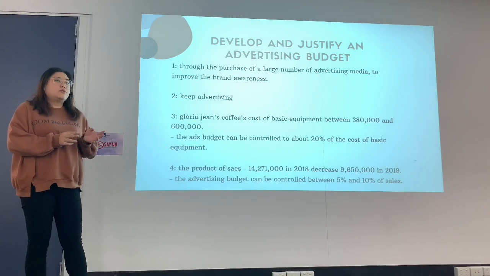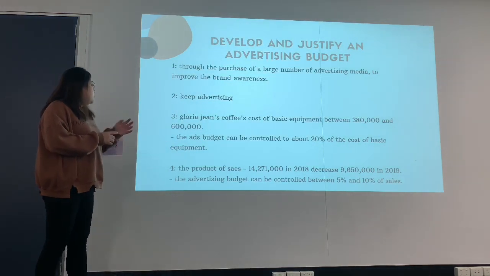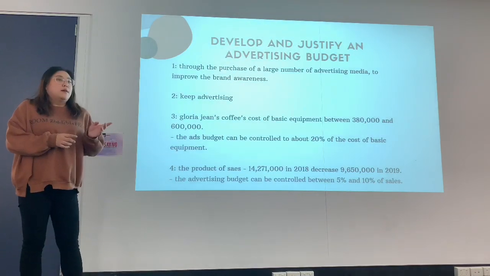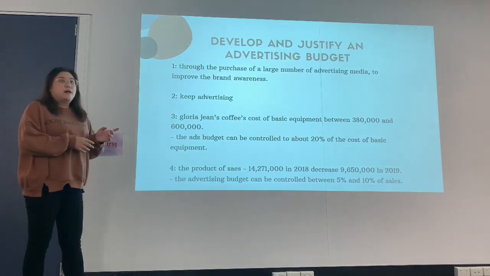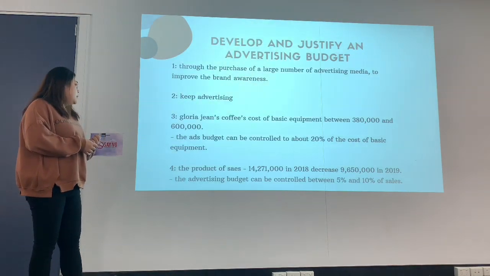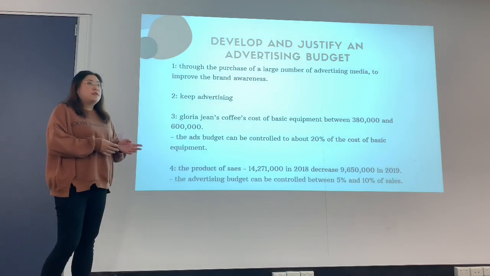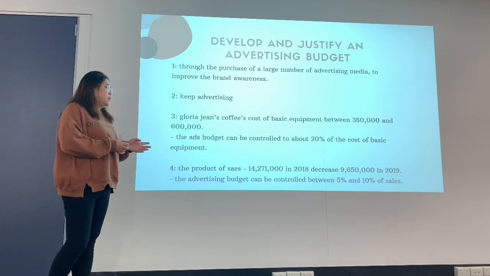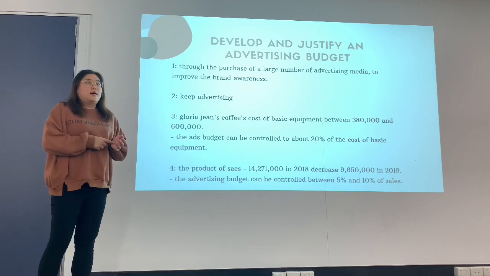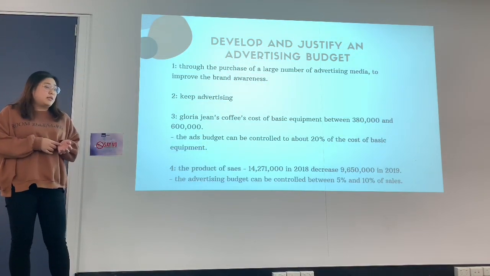According to the analysis of the annual reports in 2018, the cost of the basic equipment is between 380,000 and 600,000. The advertising budget can be controlled to about 20% of the cost of business equipment. The next one is the product sales. Sales were 40,271,000 in 2018, and in 2019 it has 9,650,000. It shows a downward trend, but the advertising budget can be controlled between 5% and 10% of the sales.